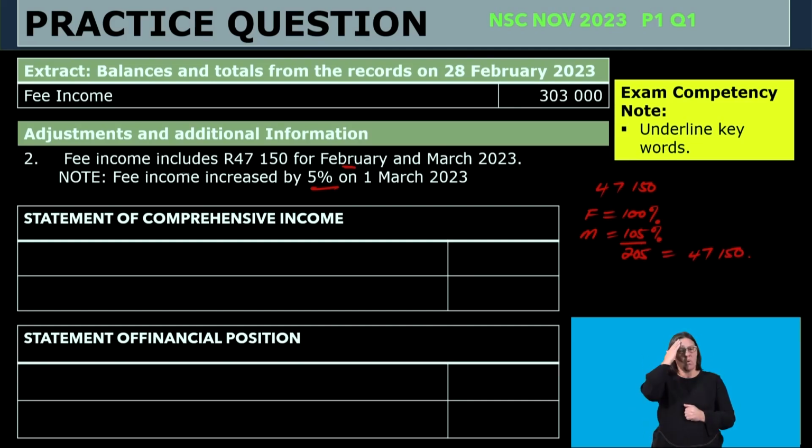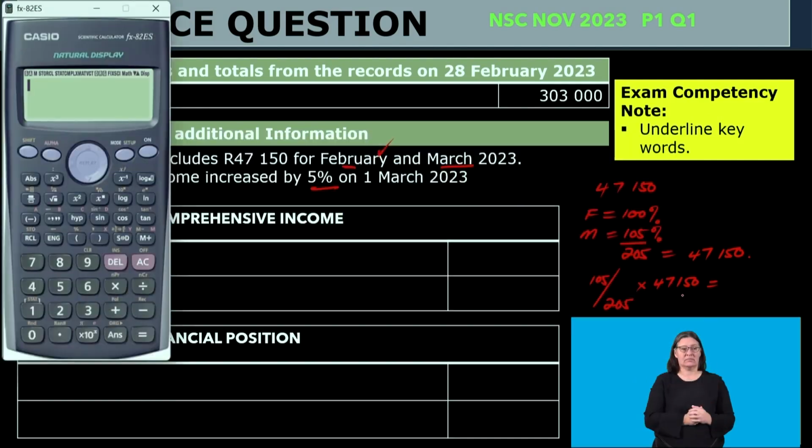What do I want? I know that I must receive fee income until February. However, we've received it now until March. So March is income received in advance. So we want the 105. But the total we have is 205. Then we multiply this by 47,150. We should be able to punch this on our calculator. And then we now say, we want 105.